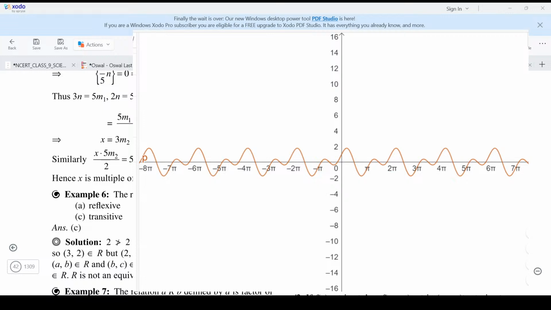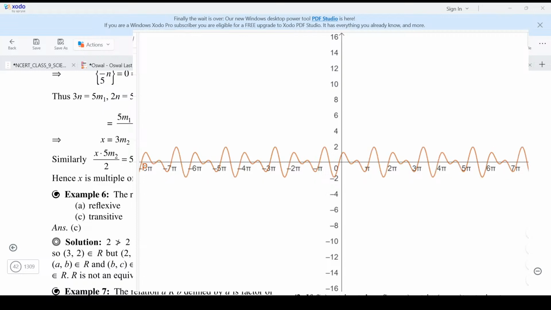Okay. Agreed? Now, this fellow is taking pi by 3 units to finish the cycle. He is taking 2 pi by 3 and this is 2 pi by 2. Basically, you take the LCM of both the periods of these two. What is the period of this? This is 2 pi by 2. This is 2 pi by 3. You take the LCM of these two and find out what the period is. That is one part of it.